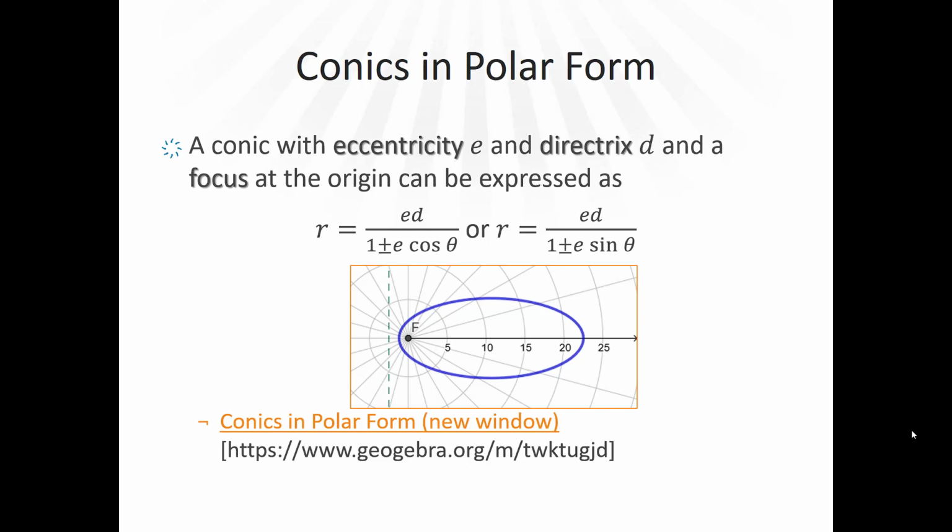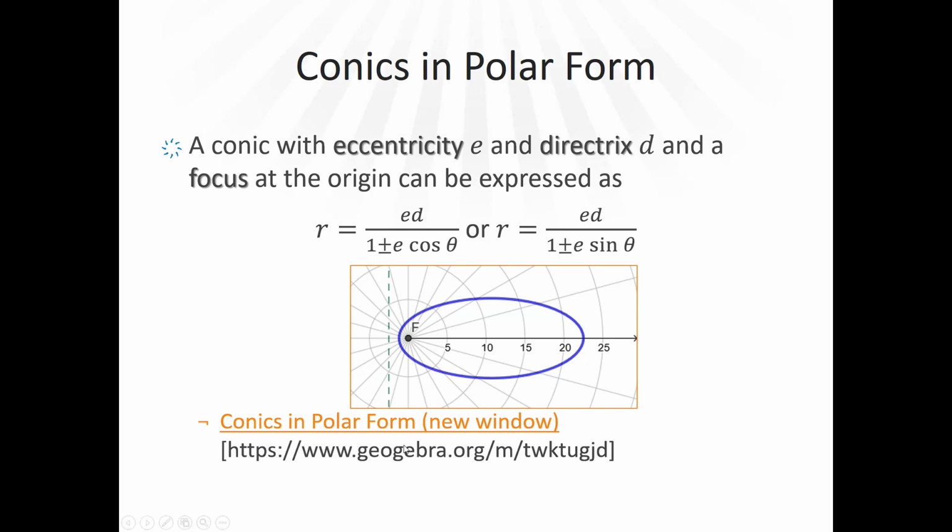We also have a directrix, the green dotted line to the left of the origin. Remember when we talked about the directrix back with parabolas, the graph always curves around the focus and away from the directrix. In this case, we have an ellipse that is opening horizontally, and so if you notice, the directrix is a vertical line.